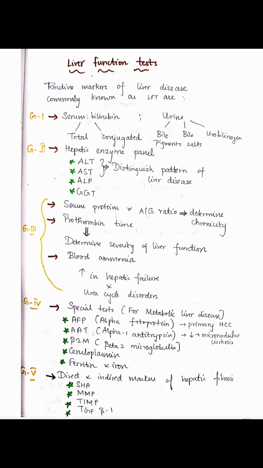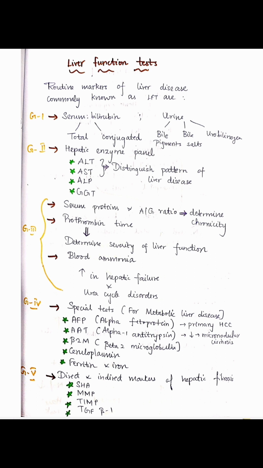Today we are going to see about liver function tests. The routine markers of liver disease are commonly known as liver function tests. It includes 5 groups. The first group includes the bilirubin present in the serum, that is the total and conjugated, and the urine consists of bile pigments, bile salts and urobilinogen.